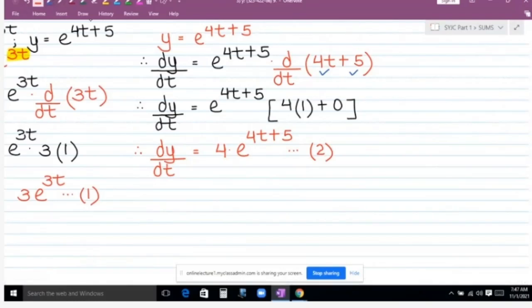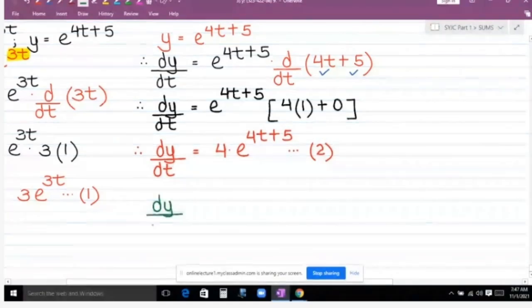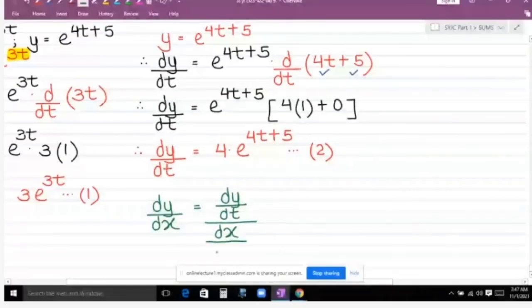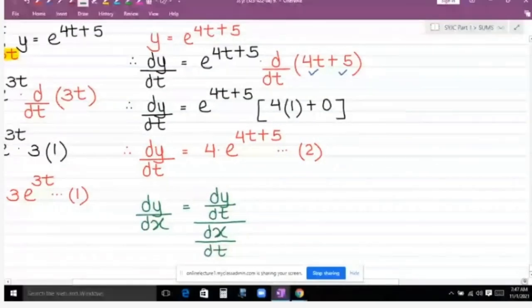from 1 and 2 now it is possible that we can find the value of dy upon dx. Since dy upon dx answer is equal to dy upon dt, the whole upon dx upon dt. So now from here the answer will come quickly.